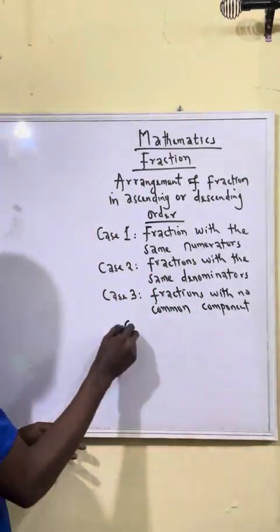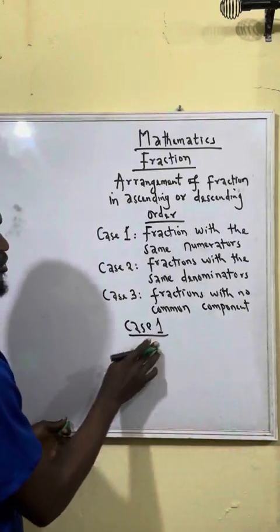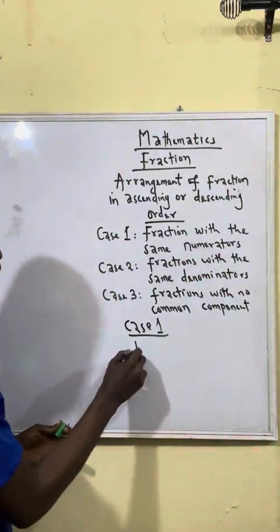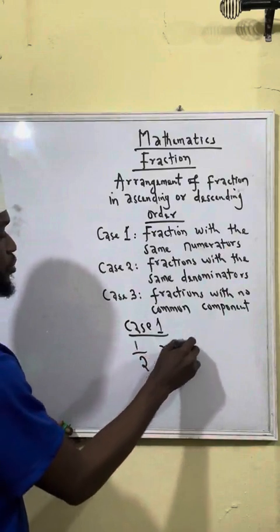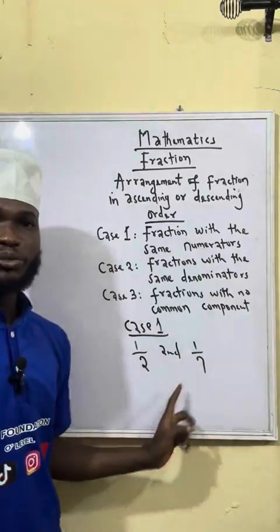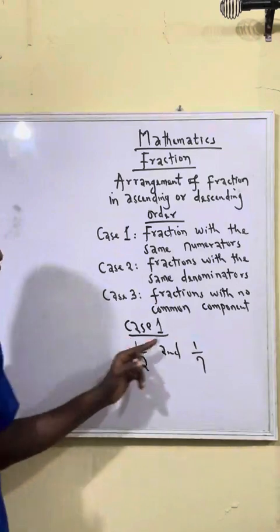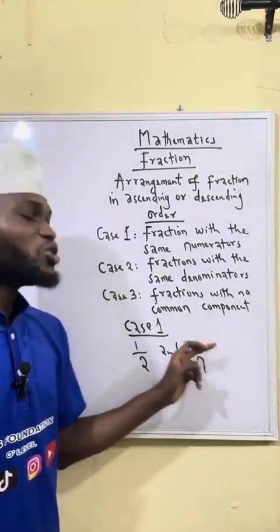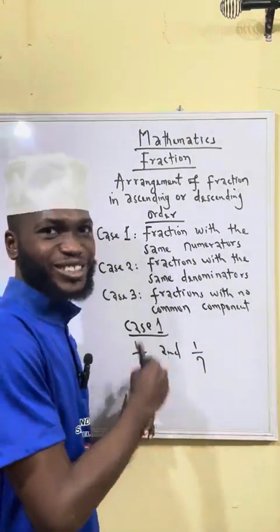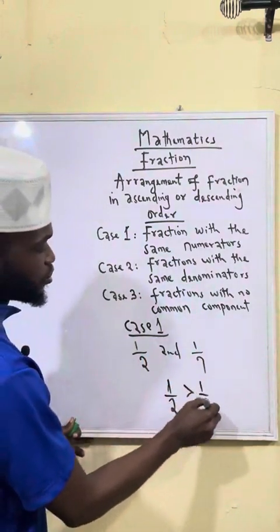So let's consider case 1, that is fractions with the same numerator. Let me choose unit fractions, like 1 over 2 and 1 over 7. How do we tell which one is bigger between these two? Of course, 1 over 2 will be the bigger. Anytime fractions have the same numerator, go with the one that has the smaller denominator. The one with the smaller denominator will be the bigger. So in this case, 1 over 2 is greater than 1 over 7.